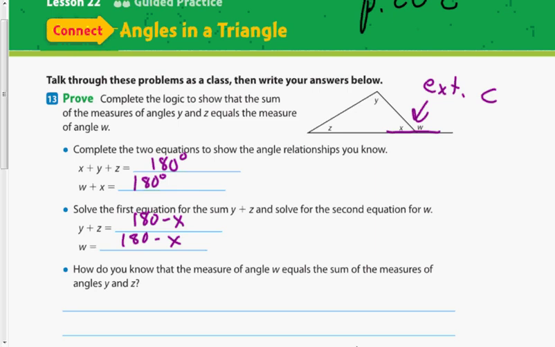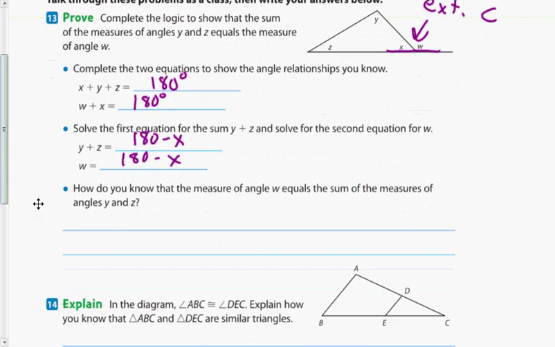So if they're both equal to 180 minus x, here in the third part it says, how do you know that the measure of w equals the sum of the other two angles? Well, if they're equal to the same thing, then they're equal to each other. It's like if two bank accounts both have $100 in them, then they're equal to each other. They have the same amount. So that's what we're saying for this. I know we kind of talked about this in yesterday's lesson as well, but we can say they're equal to the same thing.